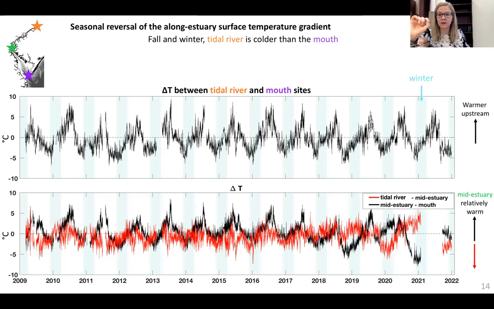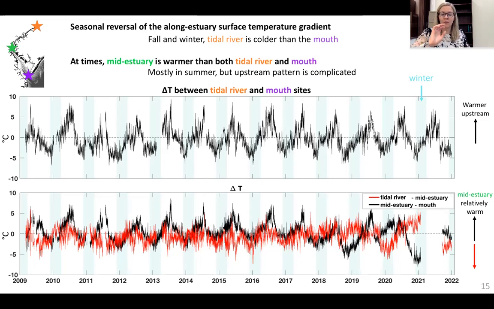To get at the mid-estuary temperature maximum, we're going to similarly plot the temperature difference between the tidal river site and the mid-estuary site, that's in red, and the temperature difference between the mid-estuary site and the mouth. So if the black line here is positive and the red line is negative, that indicates that there's a mid-estuary warm signal. So here's a good example, summer of 2013. You see this negative red signal, and this positive black signal.